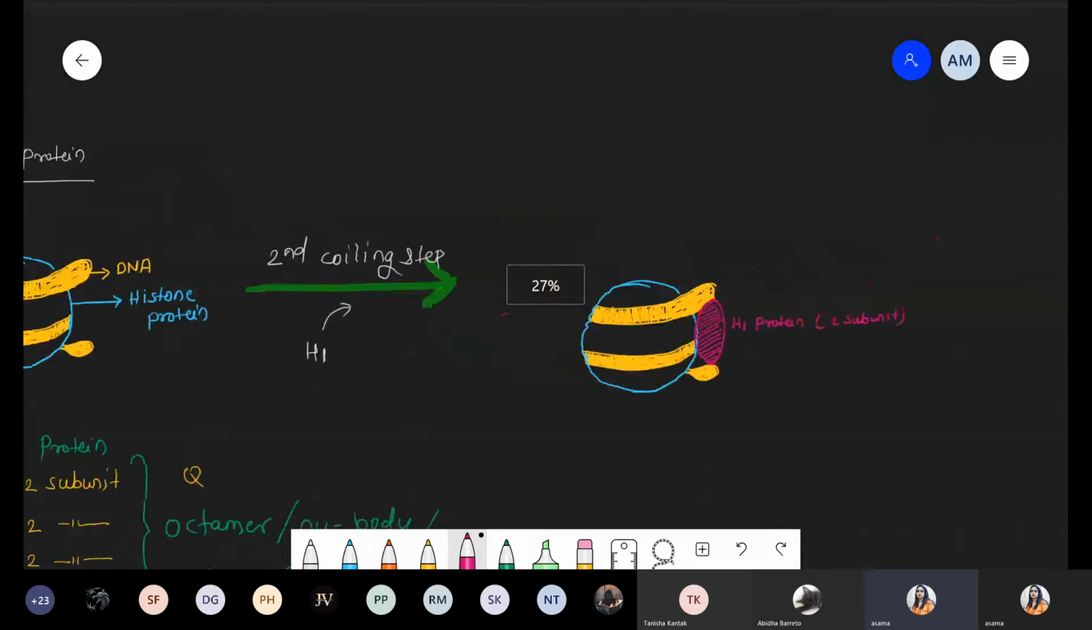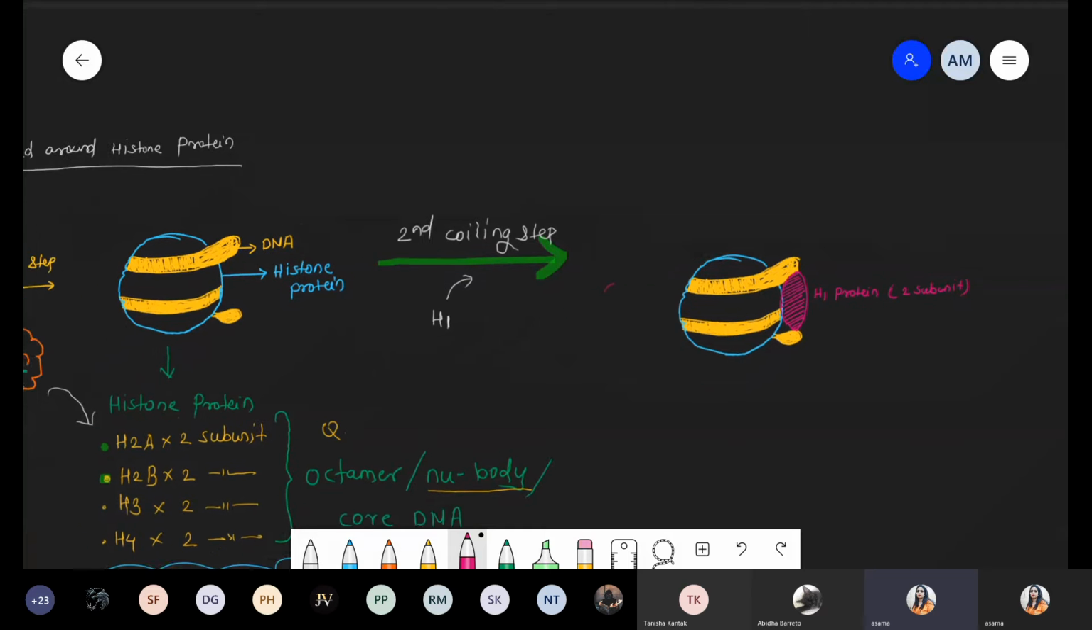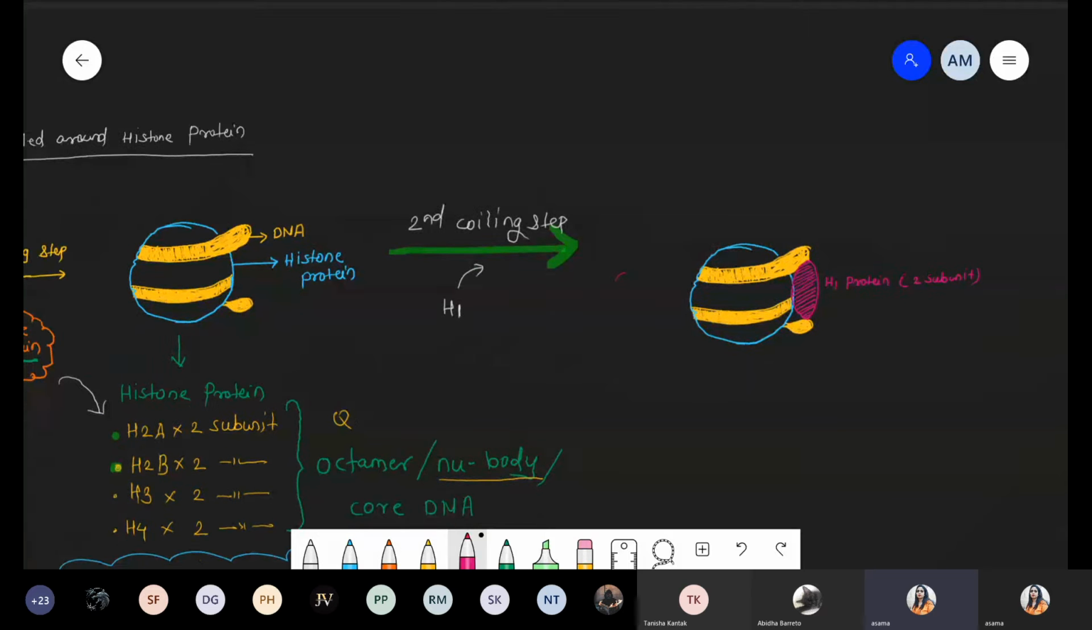What is happening? Just check the second diagram. Second diagram हमने क्या दिखाया? These are the core DNA. Means there is a presence of H2A, H2B, H3, H4 octamer structure along with DNA. And how many DNA can they coil? That is one complete turn plus 3/4. Right? Now what happened? There is an entry of H1.